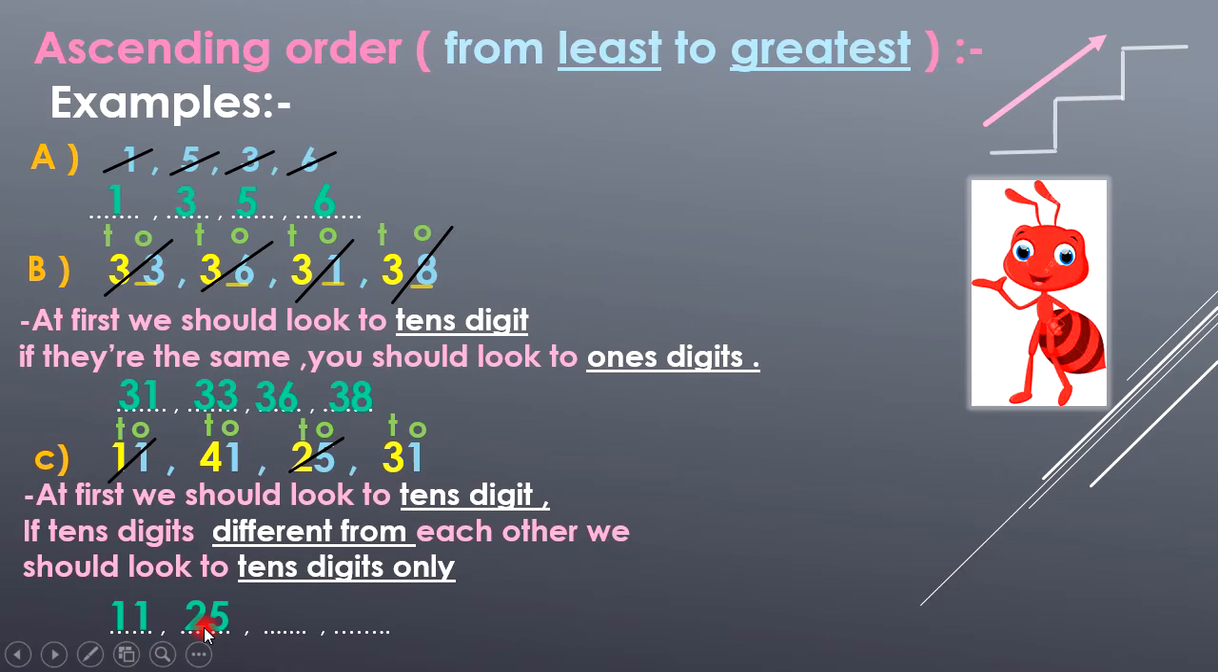Now I have 41 and 31, and we look to tens digit. Here 4 in tens and here 3 in tens. Which one is the smallest? Yes, 31. So I cross 31 and put here 31. And the biggest number is 41. So I cross 41 and put here 41. Okay, so that's how to order numbers from least to greatest, or ascending order.